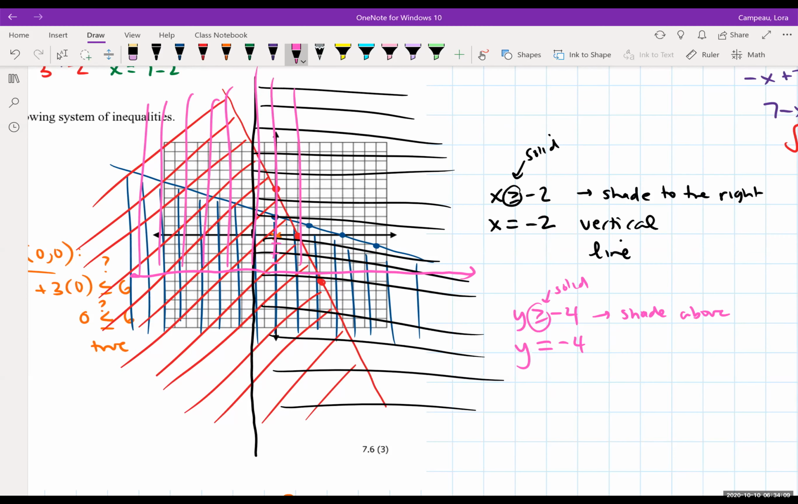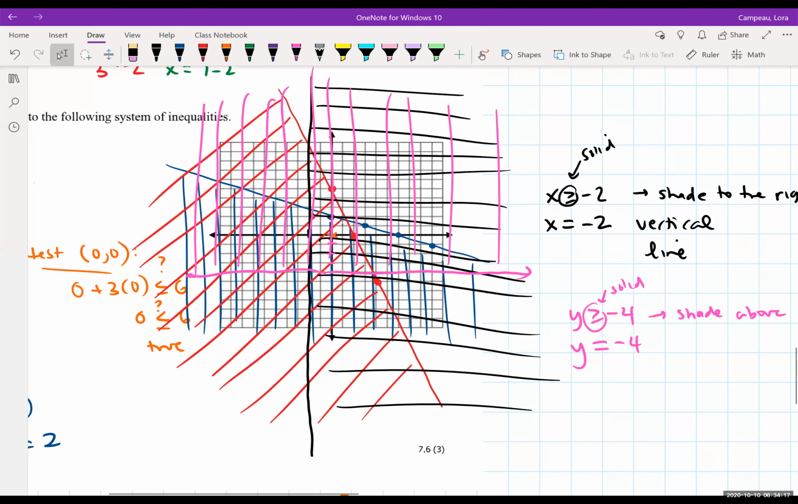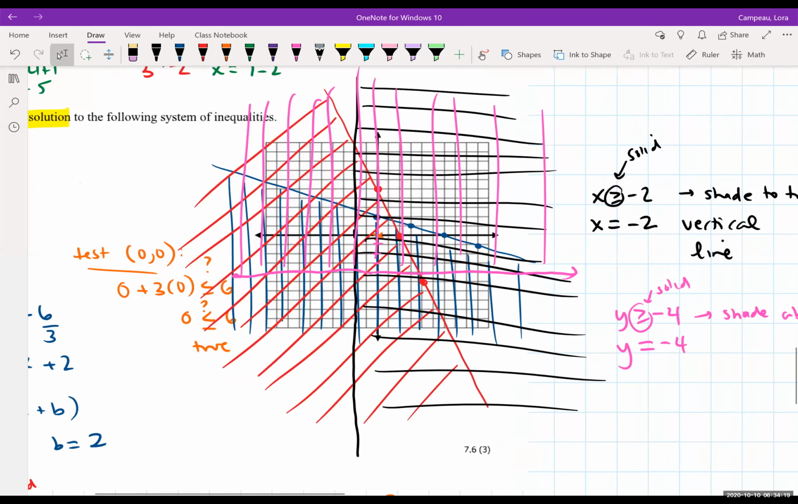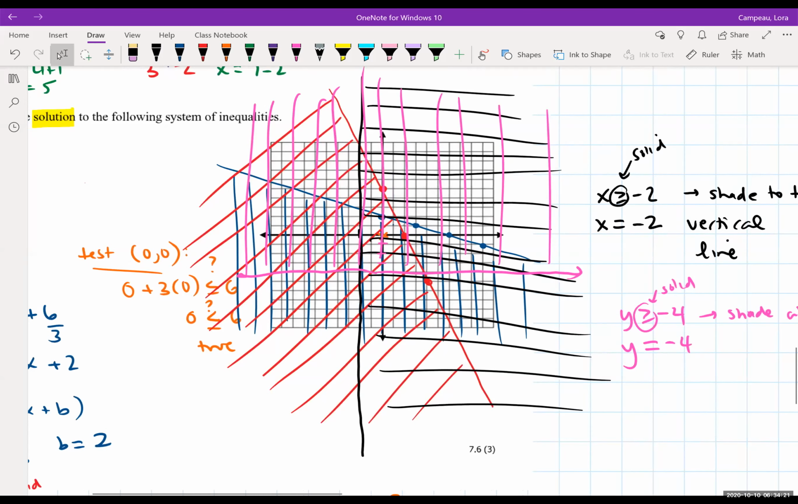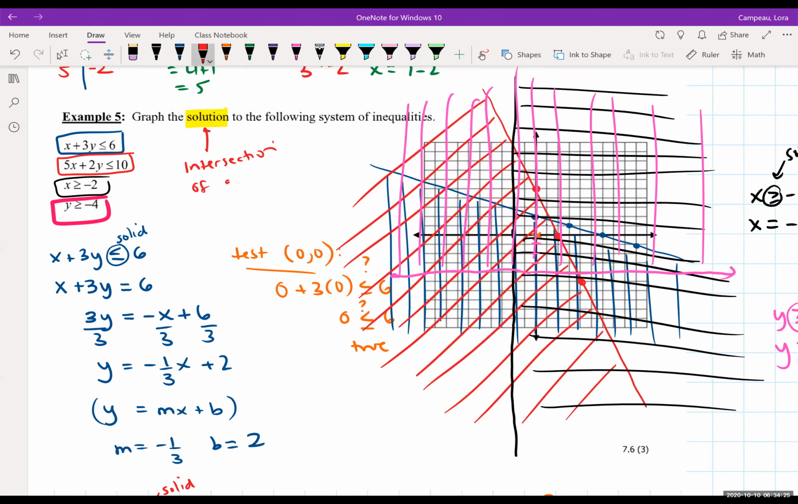And I'm realizing it is looking pretty scary here. So this is what we have to do for ourselves. We have to really focus on where we have colored, and we're looking for the intersection of all the shadings. We can't just leave this mess for our final solution.